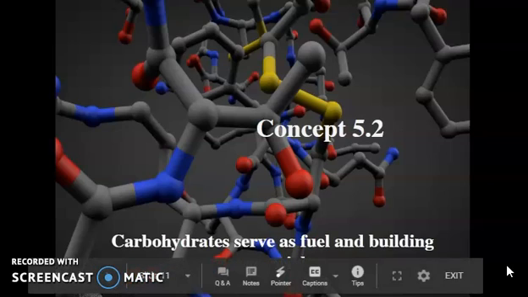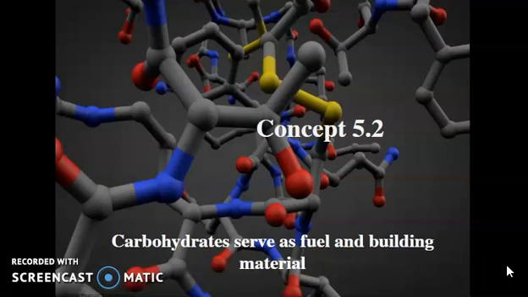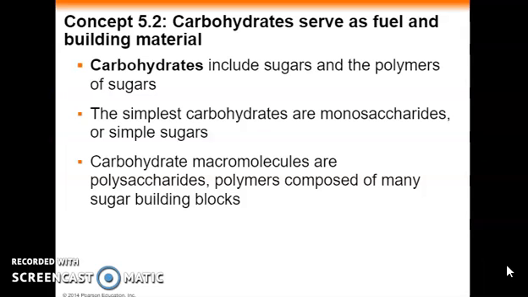Chapter 5.2: Carbohydrates serve as fuel and building material. Carbohydrates include sugars and their polymers. The simplest carbohydrates are called monosaccharides, or simple sugars. Disaccharides, or double sugars, consist of two monosaccharides joined together by a covalent bond. Polysaccharides are polymers of many monosaccharides.